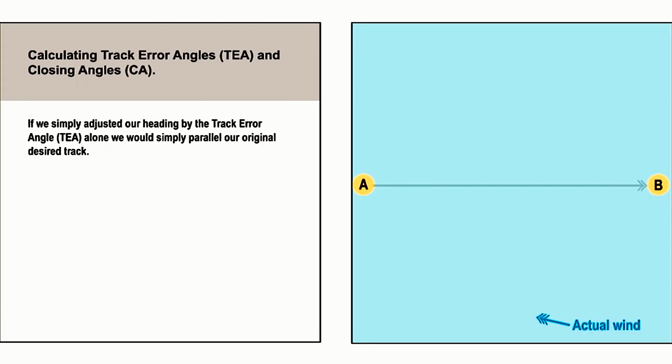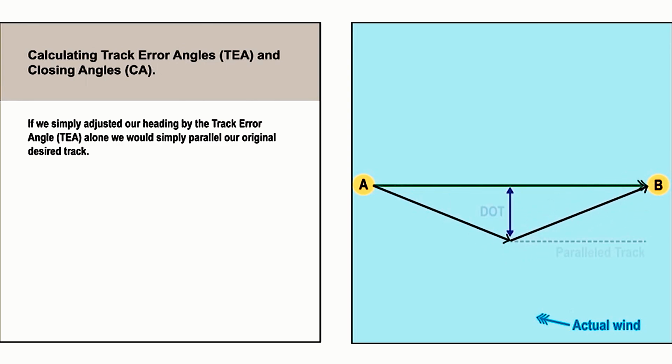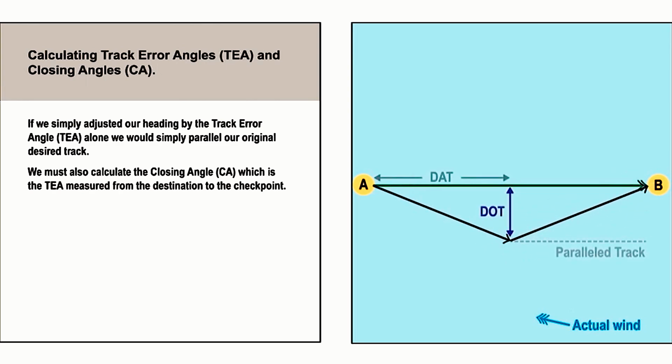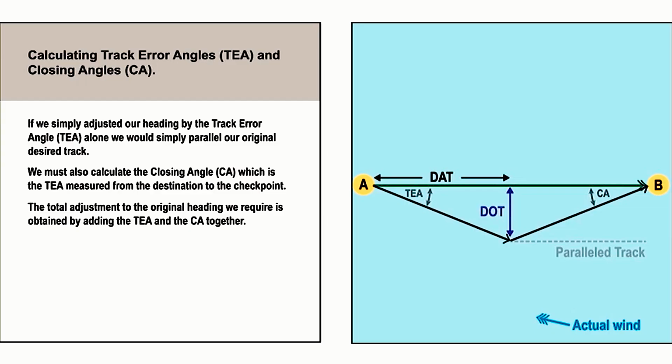If we simply adjusted our heading by the track error angle alone, we would simply parallel our original desired track. We must also calculate the closing angle, which is the track error angle measured from the destination to the checkpoint. The total adjustment to the original heading we require is obtained by adding the track error angle and the closing angle together.